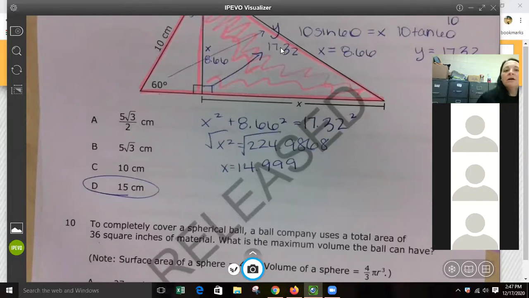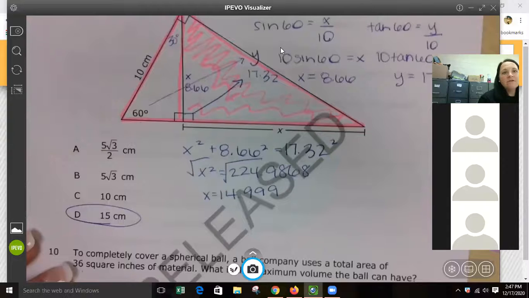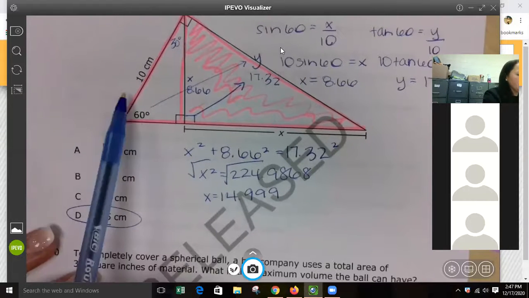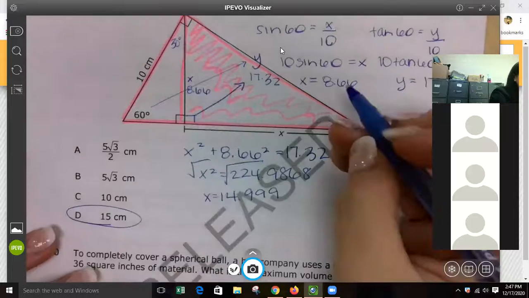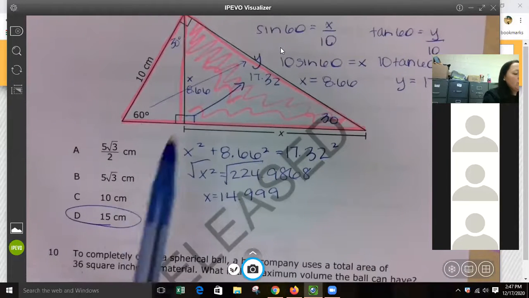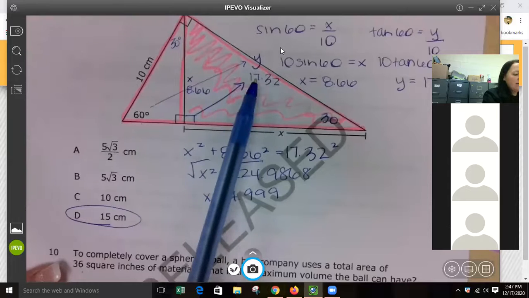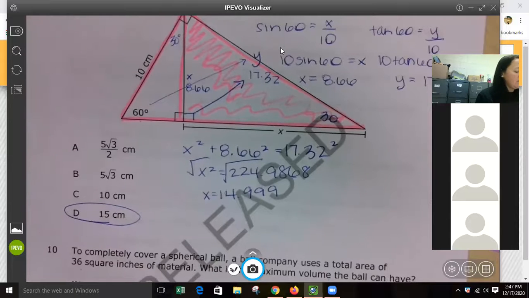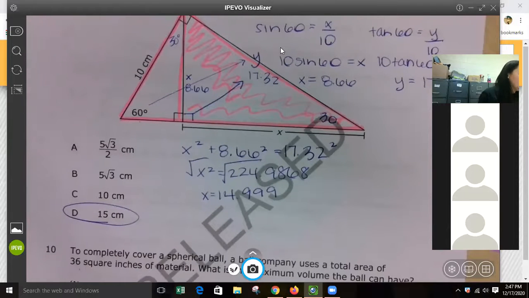So again, if there's a better way to do it, you can do that using your 30, 60, 90 rules. There probably are. 30, 60, 90 rules would make this a whole bunch easier. If you would find your 30, 60, 90 rules, you could see that this one was 60 and this one was 30. So you can use this side, get that 17.32 and then get the other side. You choose whatever you want to. I'm just showing you the way that I did it. Okay. We did number 10.